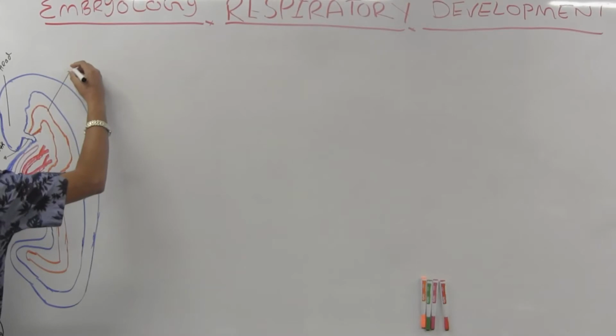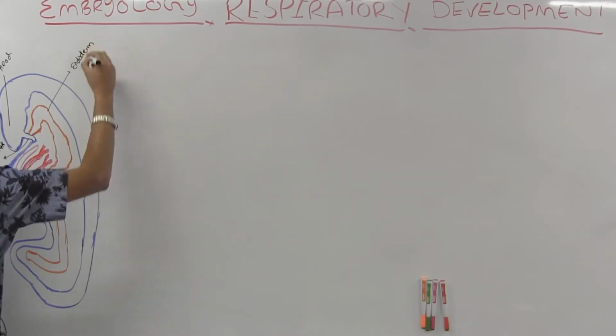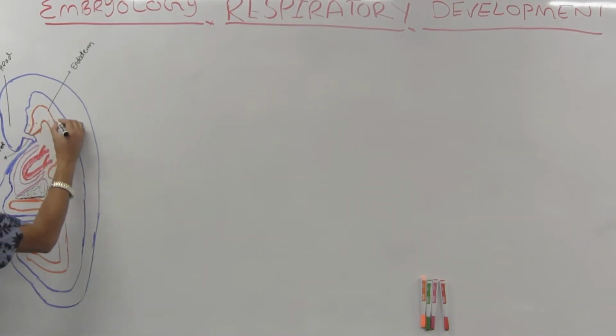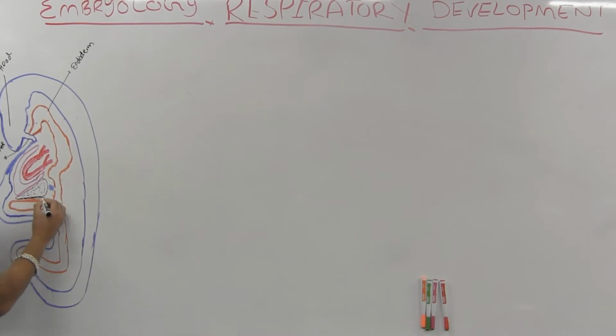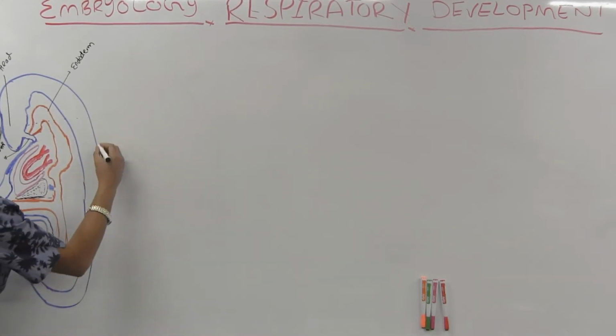So endoderm lining. I'm just going to write down that this one is your endoderm. And then usually there's a division from down here up to here. Let's make an imaginary line here, from here this way. This whole portion we're going to call the foregut.